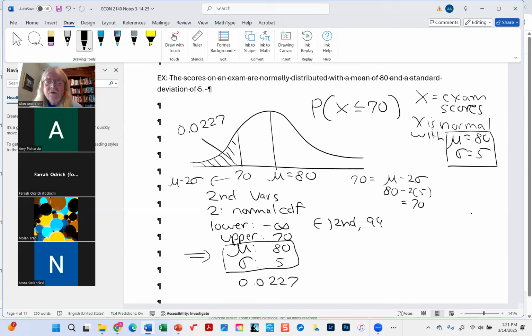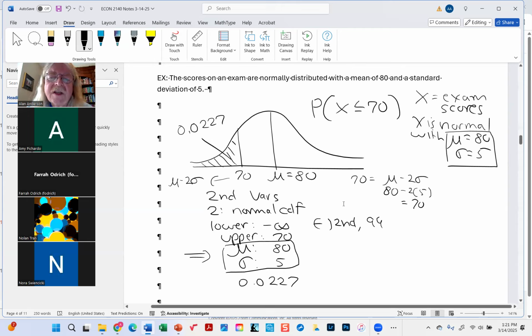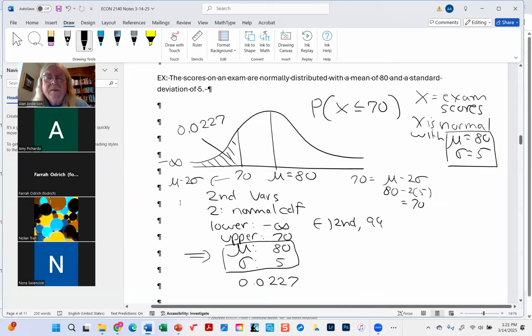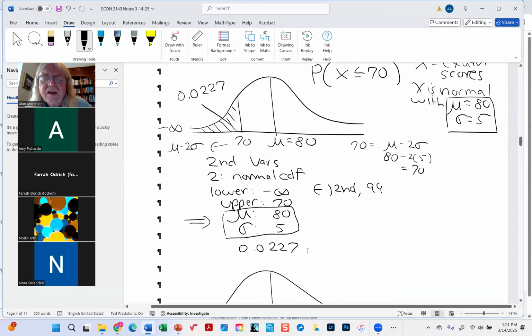So in this case, I'm looking for the probability that my score is 70 or less. And if you want, you can think of that as the mean minus 2 standard deviations. Okay, because the mean is 80, each standard deviation is 5, so 70 represents 2 standard deviations below the mean. So let's come down here, plug in our numbers. We're going from negative infinity up to 70 with a mean of 80 and a standard deviation of 5.